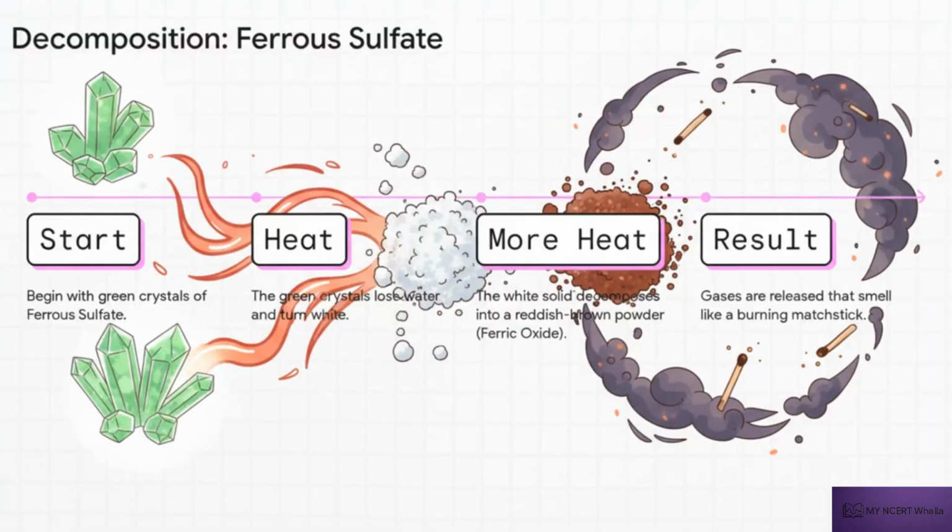Now, for decomposition, you usually have to put energy in to break something apart. A great example is heating up these green ferrous sulfate crystals. As you heat them, you can watch them change. First, they turn white, and then as you keep heating, they turn into a reddish-brown powder. The original compound is broken down into 3 totally different things, including 2 gases that smell just like a burnt match. Since it absorbs heat, we call this an endothermic reaction.